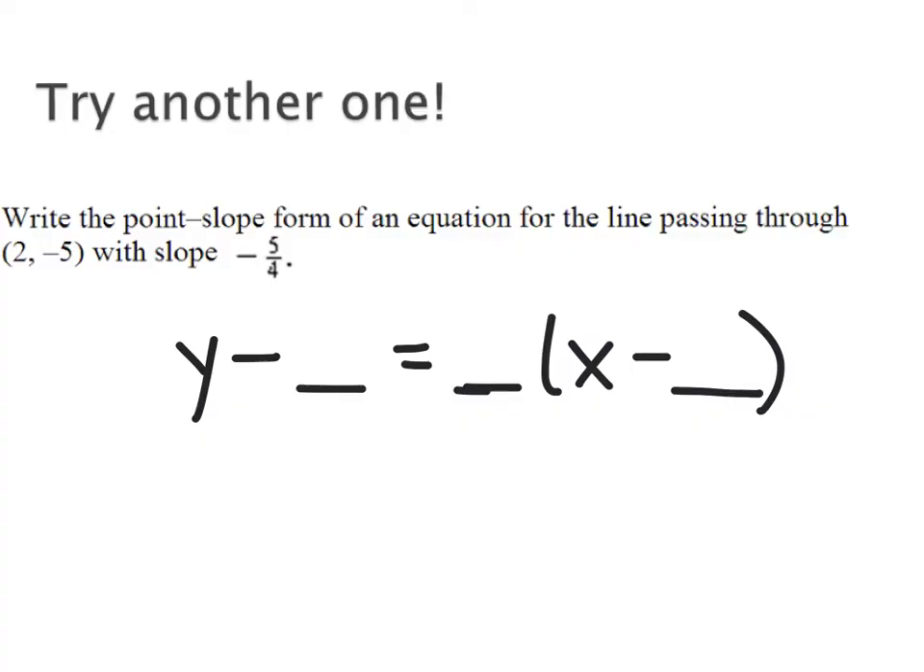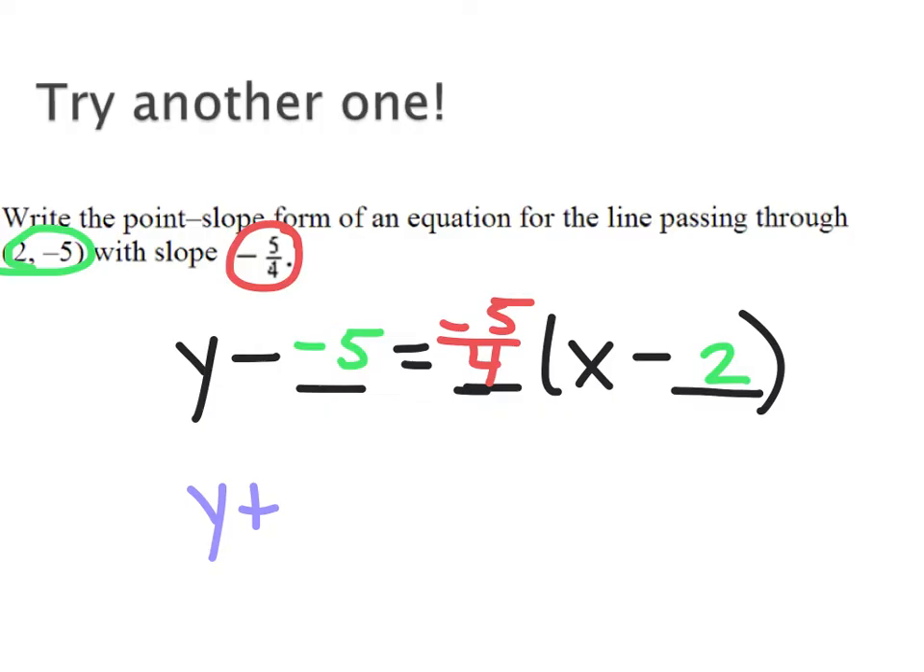In our next example, we're again writing the equation of a line given a point and the slope. So our slope is -5/4. So I'm going to plug that in next to parentheses. And our point is 2, -5. So I'm going to put the -5, which is the y-coordinate, with the y, and the x-coordinate with the x. And this would simplify to be y plus 5 equals -5/4 times x minus 2.